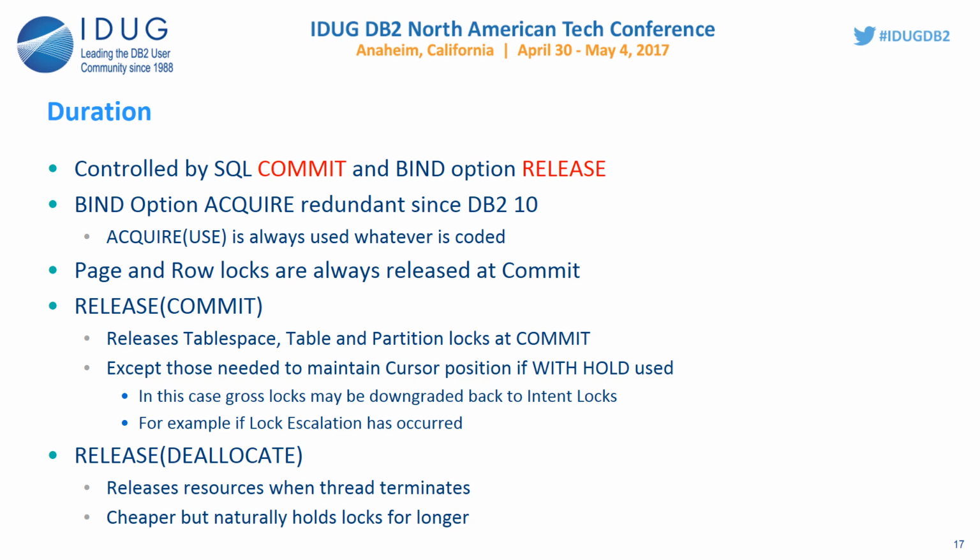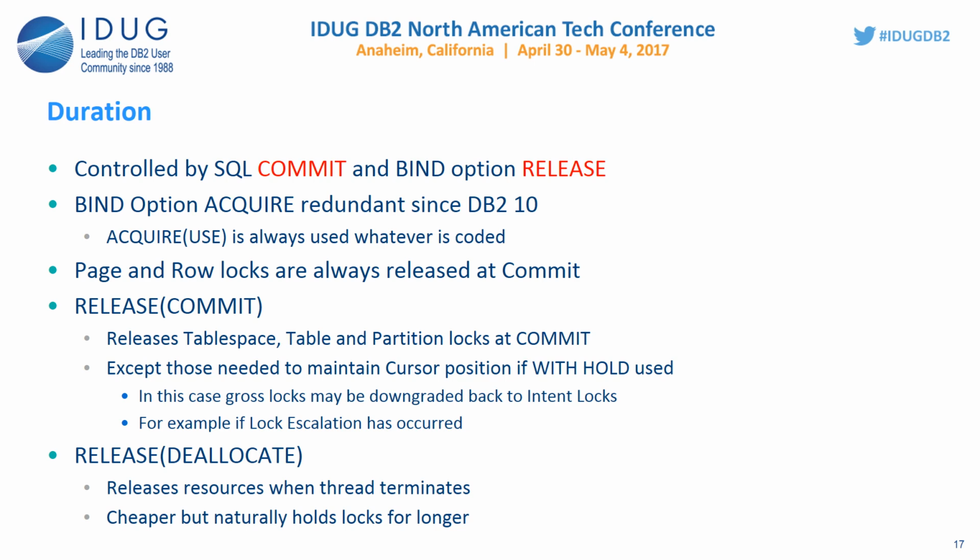All right. Now, if you have got a cursor with hold on, and you've done something like a lock escalation, so if you started with page or row locks and you've escalated to a tablespace lock, DB2 might still downgrade the locks back to a page or row level lock, so you won't have an escalation situation anymore, but it will still maintain the lock. The other option is deallocate, and release deallocate releases the locks when the thread terminates, so when your program ends.